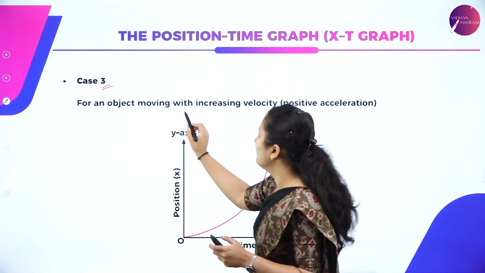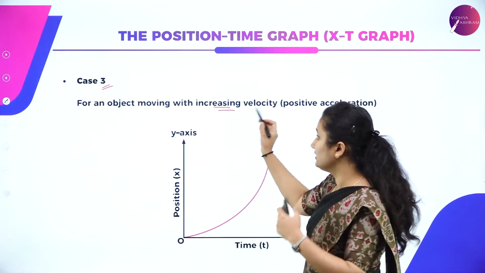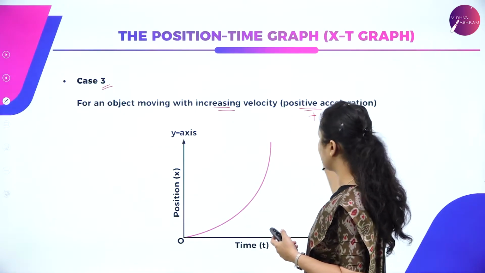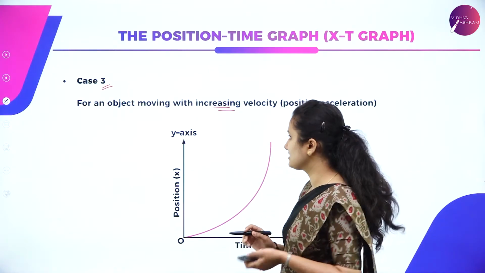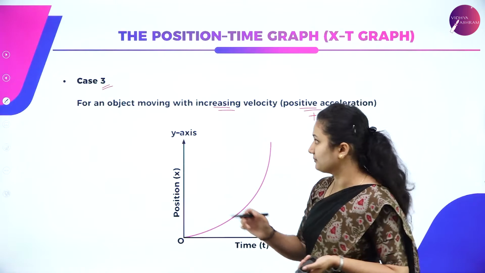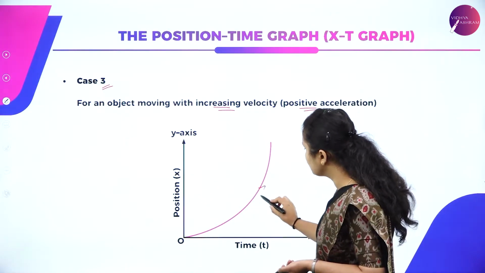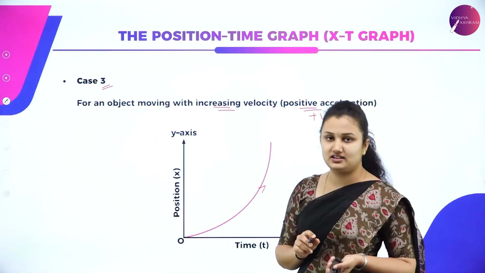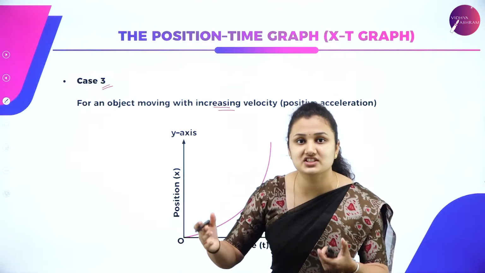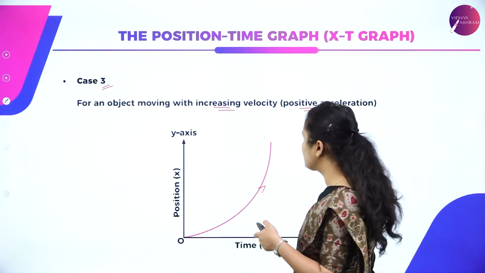For an object moving with increasing velocity, we studied uniform velocity. Now it is increasing velocity, that is positive acceleration. So what do you mean by positive acceleration here? An object is moving with increasing velocity. It is increasing, so it is a positive acceleration. So what is acceleration? It is nothing but change in velocity by time. Change in velocity by time gives you acceleration.